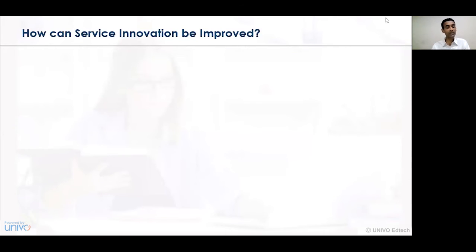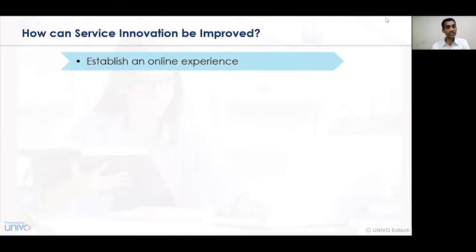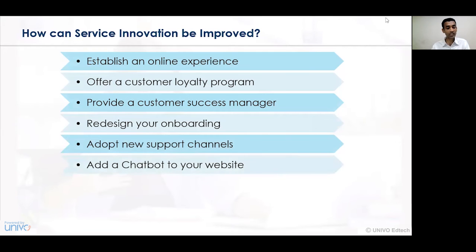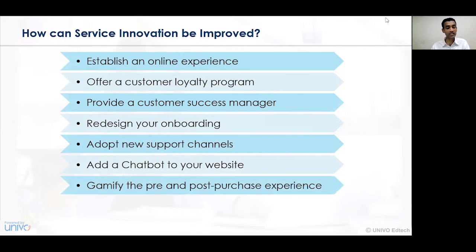Now let us understand how service innovations can be improved. Service innovations can be improved by establishing an online experience, offering a customer loyalty program, providing a customer success manager, redesigning your onboarding, adopting new support channels, adding a chatbot to the website, gamifying the pre and post purchase experiences, and looking for opportunities to automate.